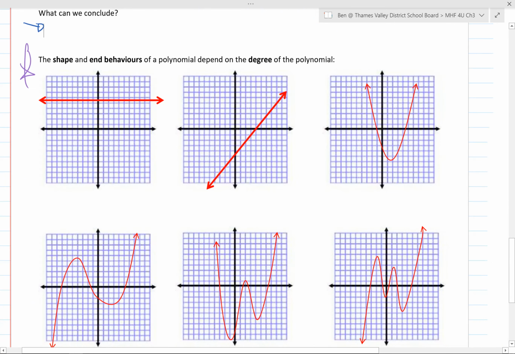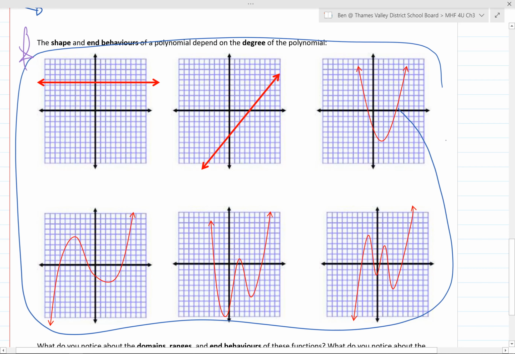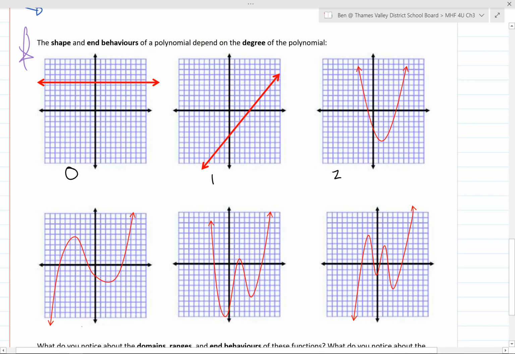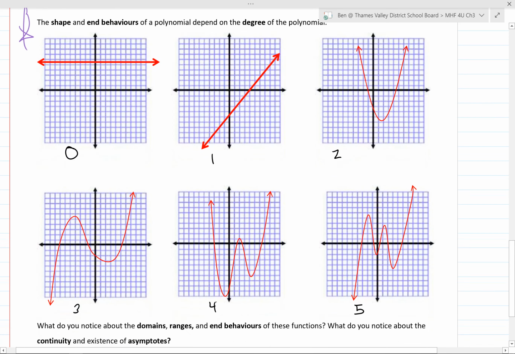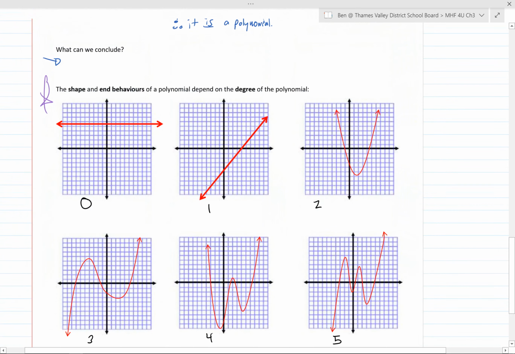You should be able to handle something like this. This is a bit of an exploration on your own. I have the shape and end behaviors of polynomials written down here, where we have a polynomial of degree 0, degree 1, 2, degree 3, 4, and 5. And I want you to compare their domains and see if there's any pattern, see if there's any consistency. I want you to compare their ranges, again, see if there's any consistency. I want you to compare their end behaviors, see if there's any consistency, and then continuity and asymptotes as well. We'll talk about our conclusions when we're in class for 3.1.